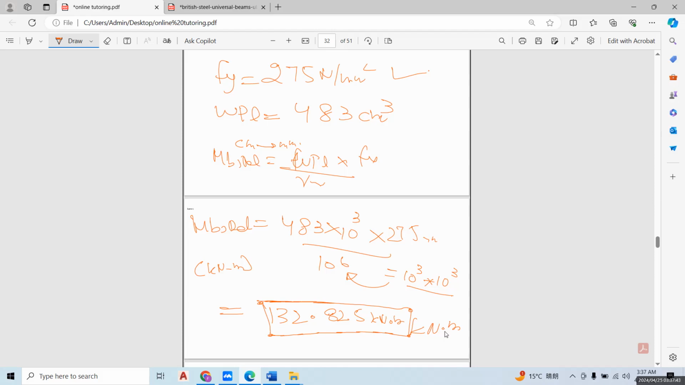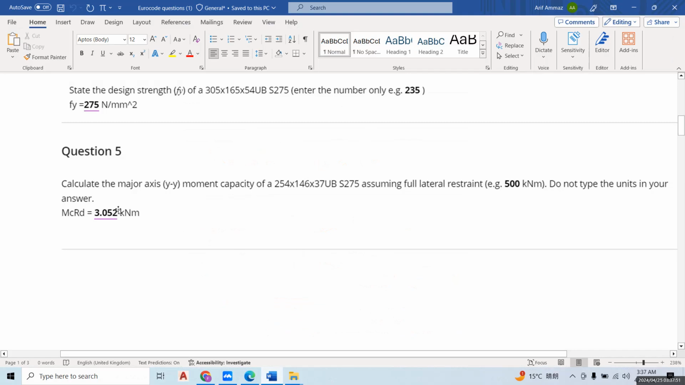Okay, can you just go back to the question sheet? I just want to see it. This one? Yeah, calculate capacity.